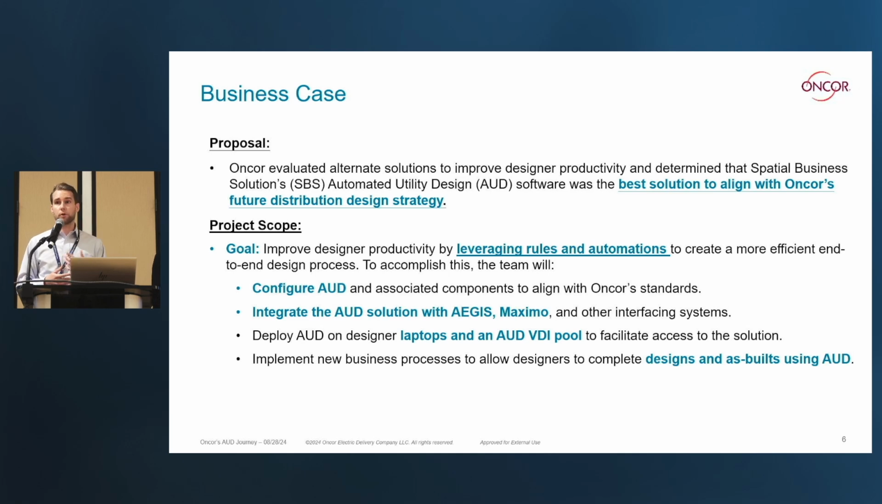So our main focus there is we want to leverage the rule sets and the automation that AUD provides to maximize our value of getting better designs out at a quicker pace. So at a high level, our scope for this is configuring AUD to Oncor standards. We're going to integrate this solution with our EAM and GIS. We're also going to figure out how to actually push this product to all of our designers as well as our contractor designers. And then lastly, we're going to implement the business processes that our designers need to actually be able to go through the whole business process lifecycle and make sure they're well trained on it.